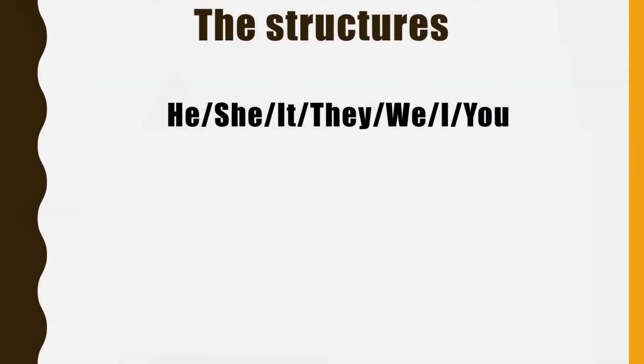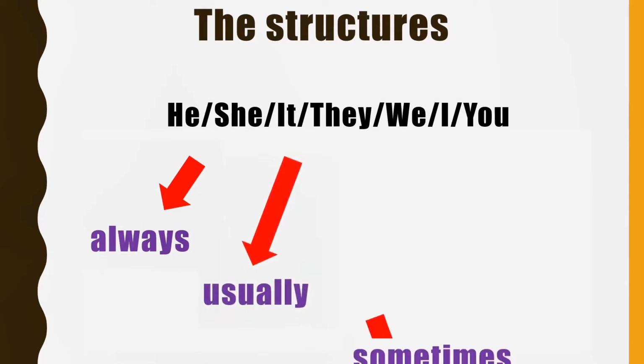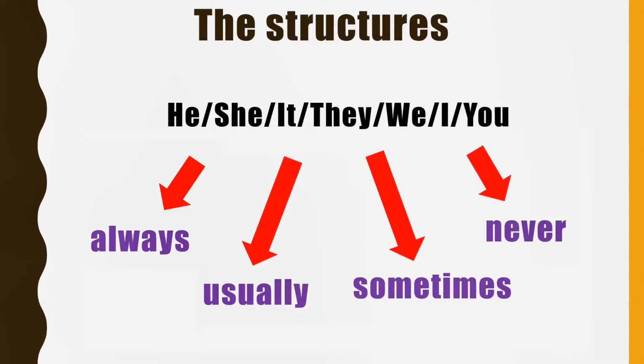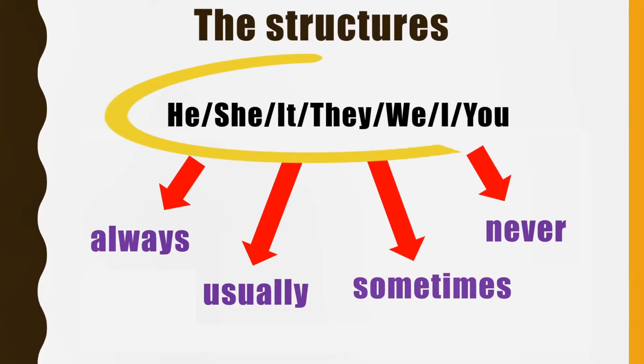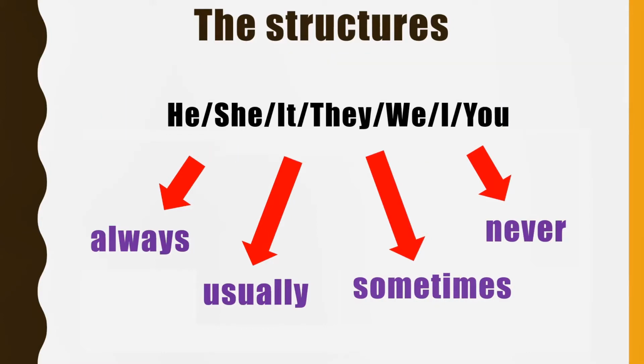Okay, so the structures he, she, it, they, we, I, or you. When we use these four words, always, usually, sometimes, and never, it's always after the subject. The subject here means the people or the thing: he, she, it, they, we, I, you. For example, he always, she always, it always, they always, we always, I always, you always. And it's the same with usually, sometimes, and never. Okay, remember that.